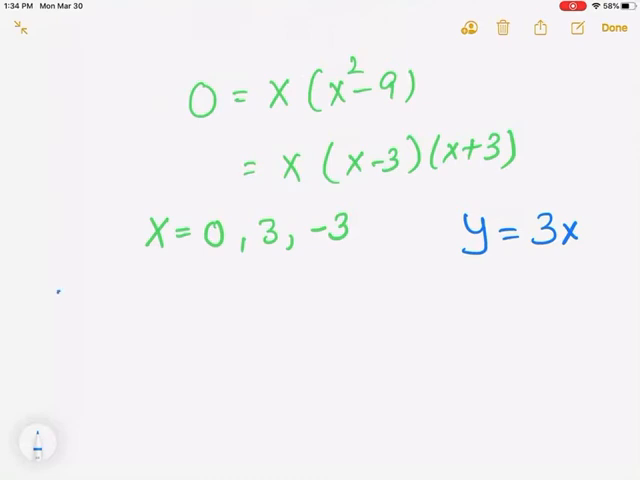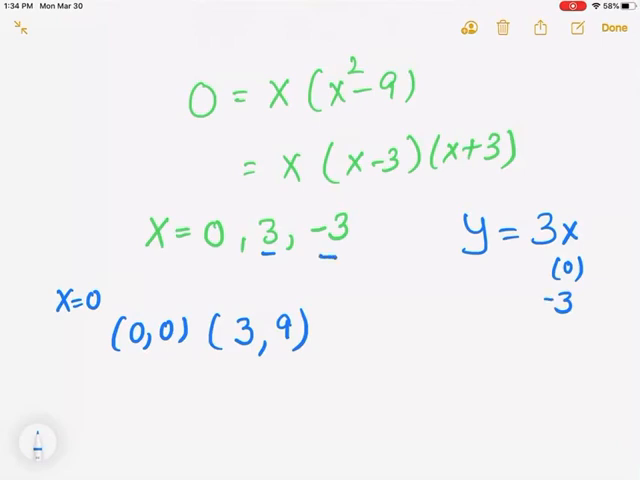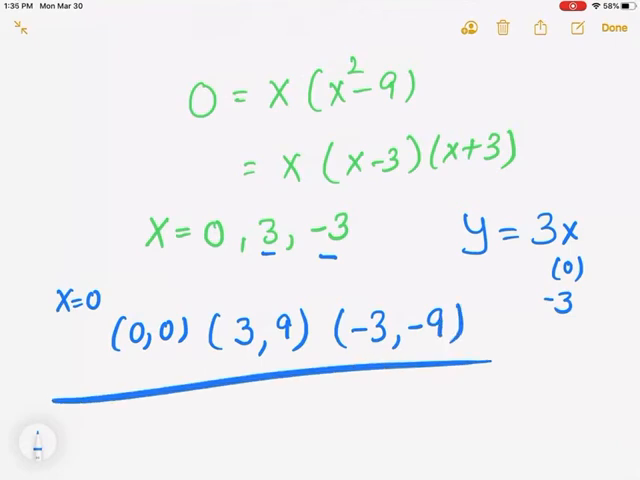If x is equal to 0, and I plug 0 in here, y would also be 0. So my first answer would be (0, 0). If I plug in 3, my x is 3, and if I plug it in, y would be positive 9. If I plug in negative 3, then it's (-3, -9). So that's how you need to write your answer.